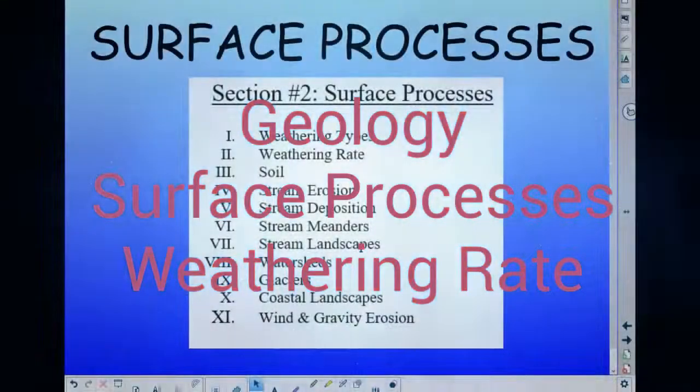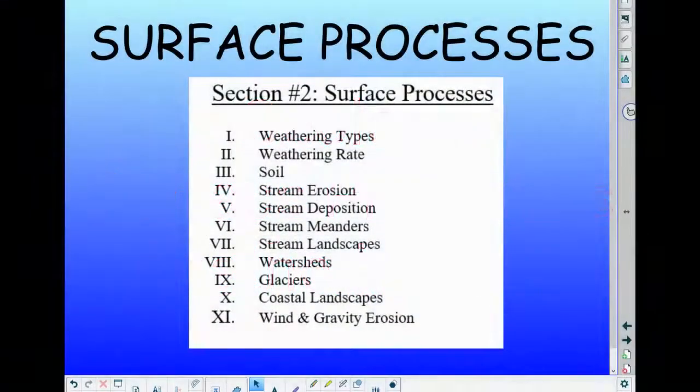Moving on now to weathering rate. How fast does something weather? So this is Roman numeral number 2 under section 2, surface processes, in our geology notes. So we're on page 29 of the green notebook. You can see that we're going to be focusing on weathering rate, which is how fast rock can be broken apart. There are 3 factors that affect the weathering rate.